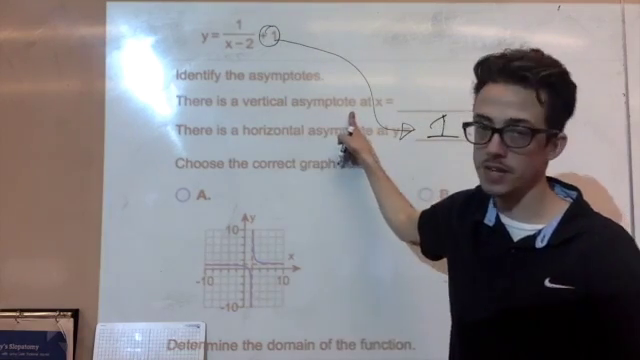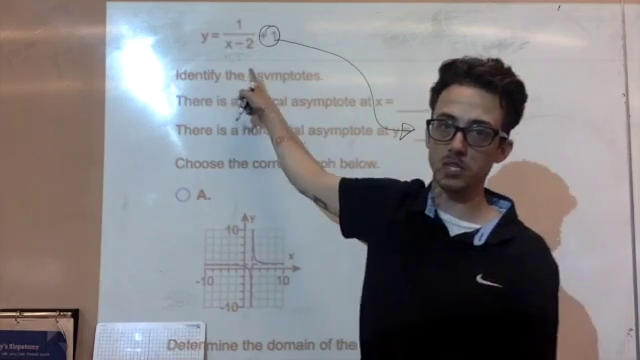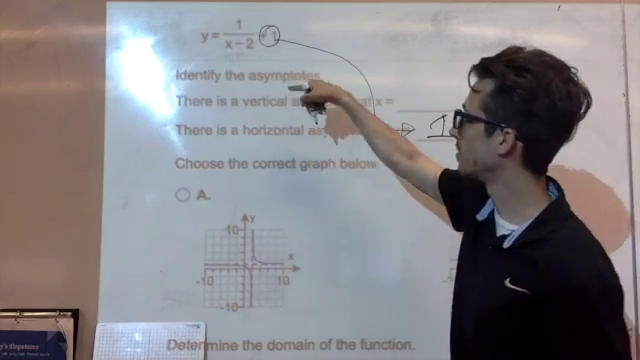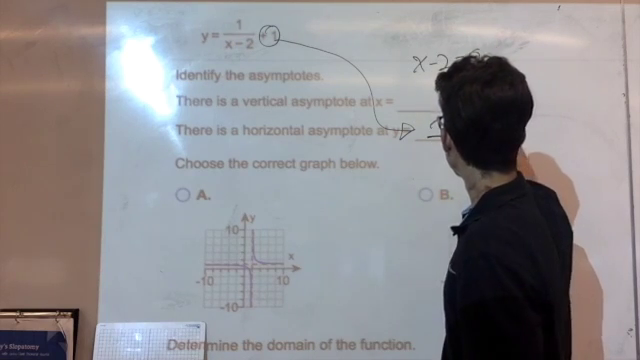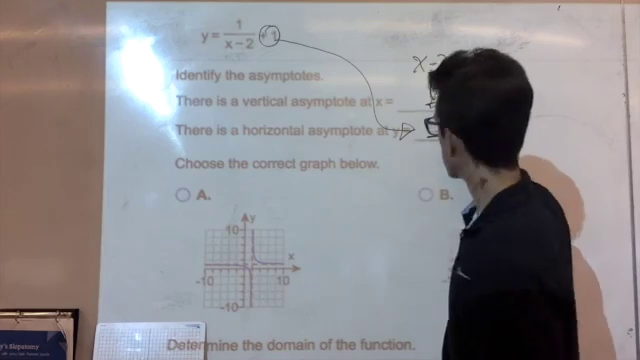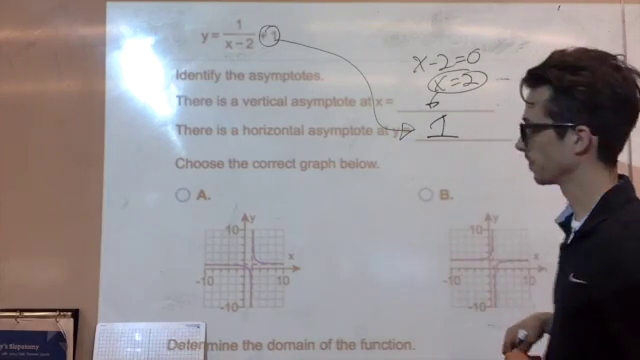I know that the vertical asymptote is going to be modified because of our denominator. So if I solve when x minus 2 equals 0, this is going to occur when x equals 2.